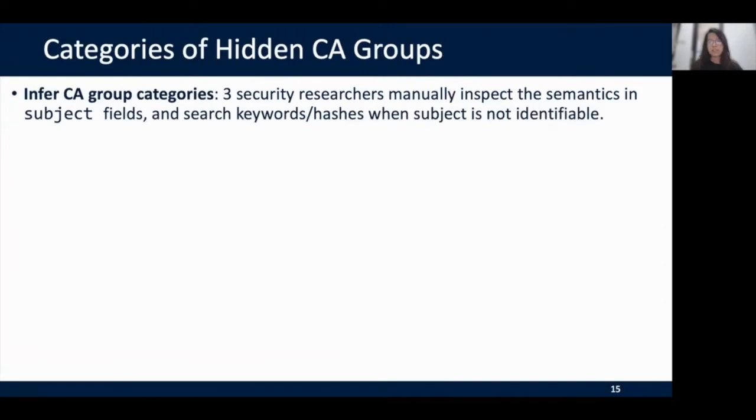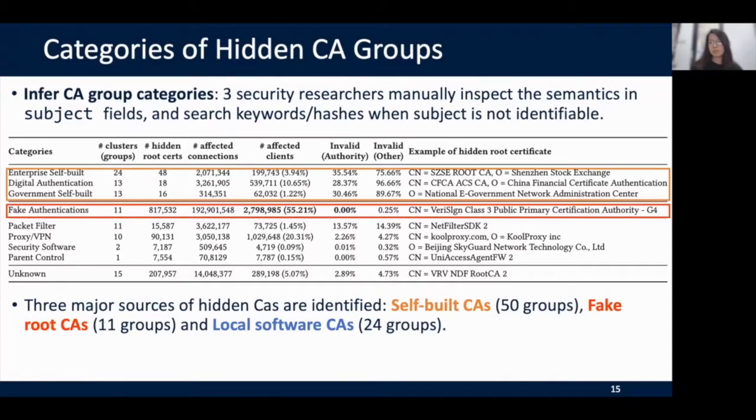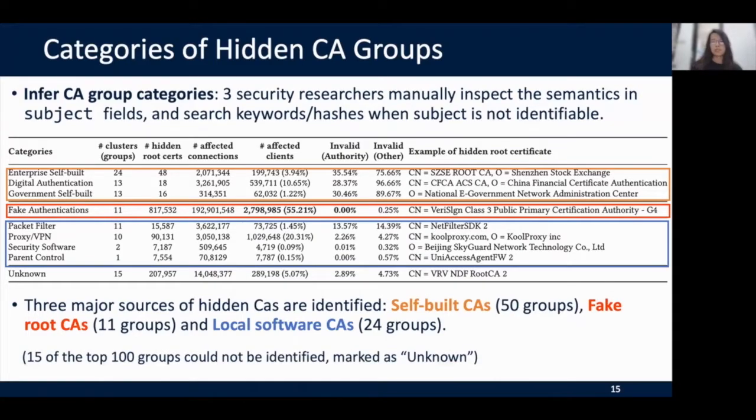Then we manually identified the category of hidden CA groups by inferring the semantics of the subject fields, together with searching keywords and hash values in search engines. In total, 85 of the top 100 groups are identifiable and fall into three main categories: self-built roots, fake roots, and local software roots, as shown in the table. The other 15 groups were classified as unknown due to the lack of identifiers.